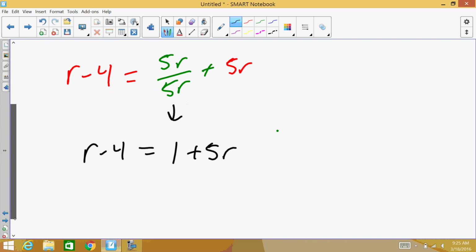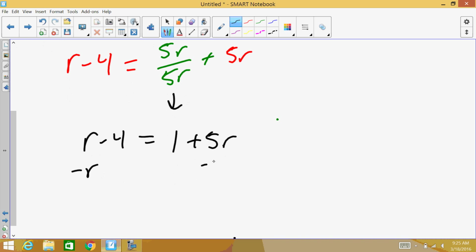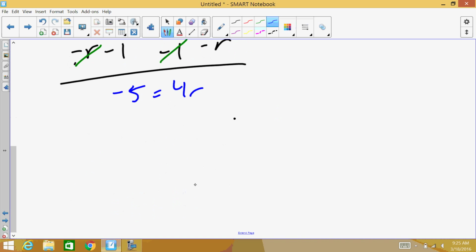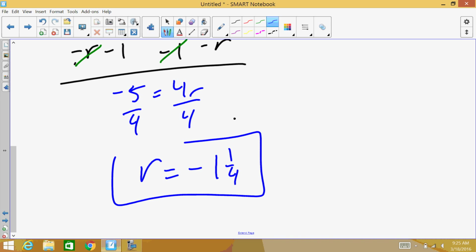Let's get our r's together. Minus r, minus r. That's going to put all my r's on the right side. I'm going to go ahead and subtract 1 to move away from that right now. So looks like these two undo. These two undo. We're left with negative 5 equals 4r. And then we simply divide by 4. r equals negative 1 and 1/4. Not so bad. Okay, let's try another one.